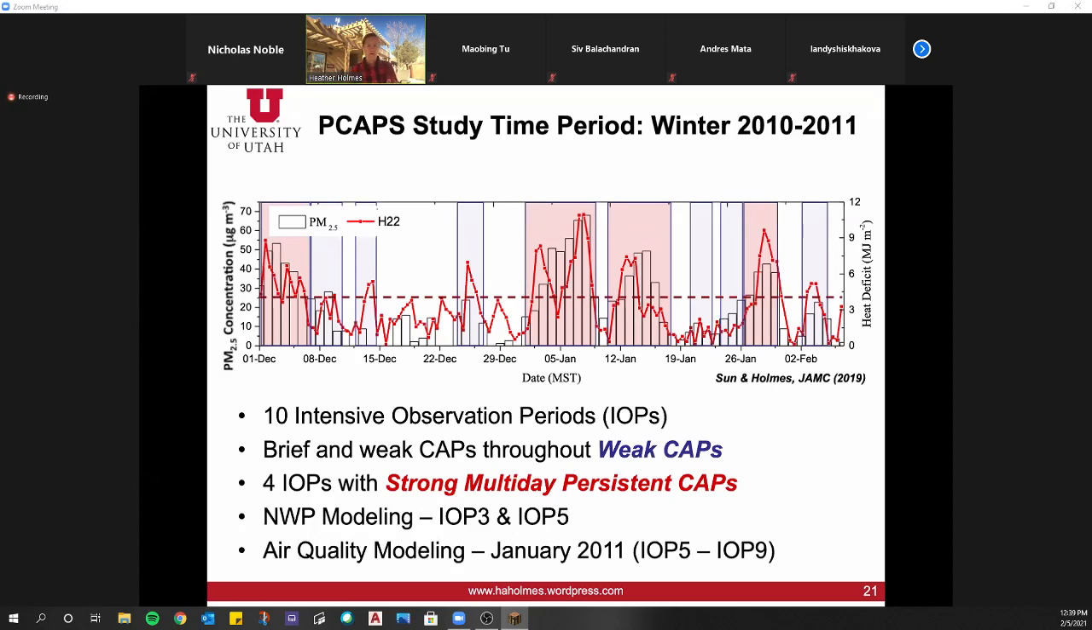My student did the numerical weather prediction modeling for IOP3, which was a weak event, and then this really strong IOP to try and compare weak and strong cold air pools. And then she did air quality modeling for the entire month of January, which covers these two really strong cold air pools and then some weaker cold air pools at the end here.